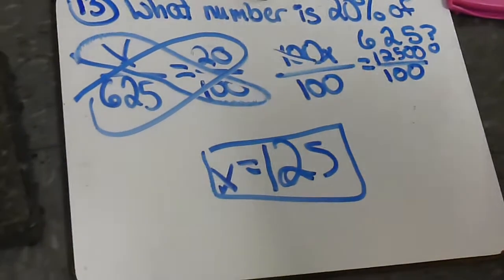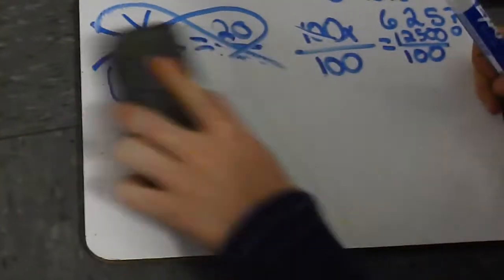X equals 125. Jayla, what are you doing? Go away, Peter. You're filming the video.